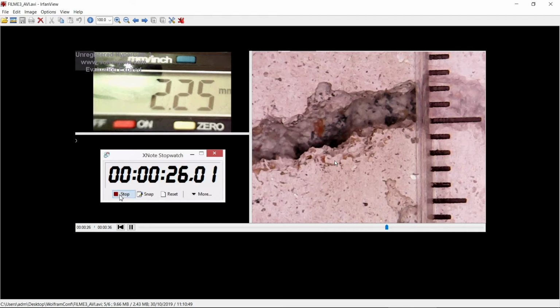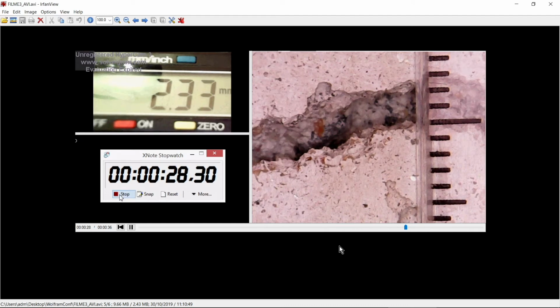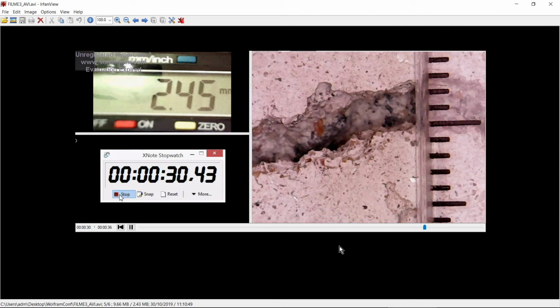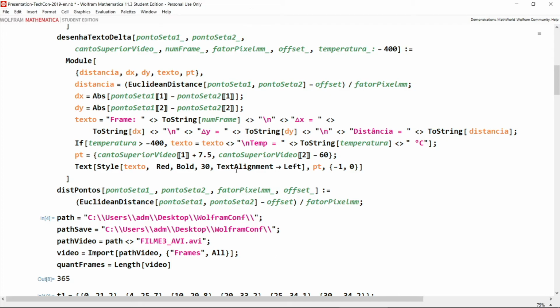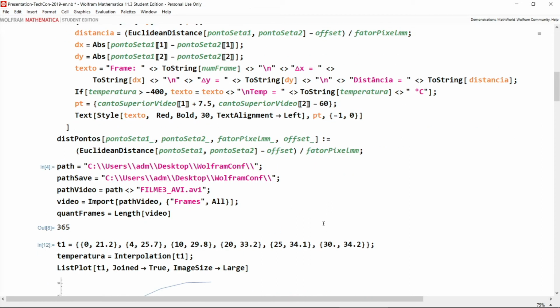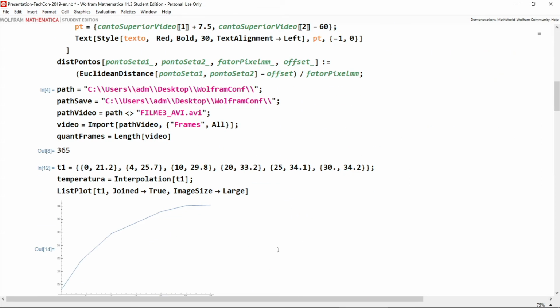This is just a monitoring for 30 seconds, but it could be any time. So this is the raw video. We are going to import this video into Mathematica, and we can also couple other sensors besides the image. We can use temperature, moisture, forces that are acting at the same time.